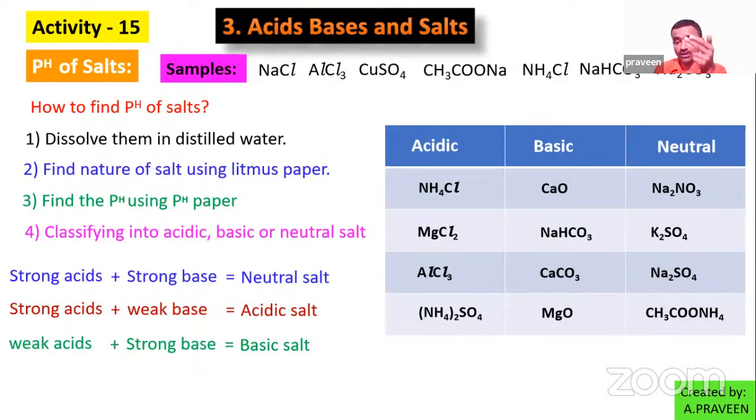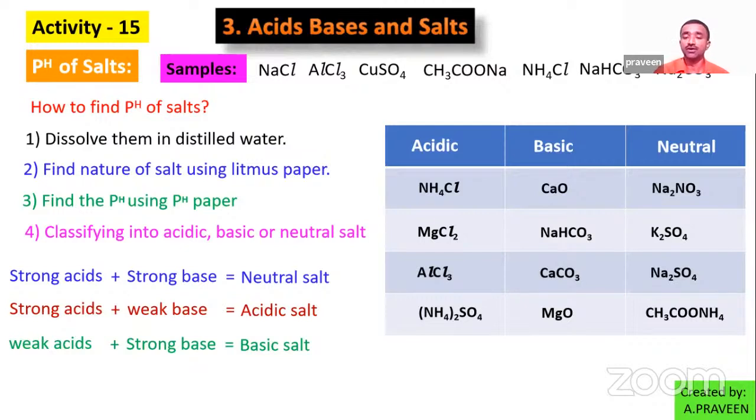Then if you want an acidic salt, here both are different, opposite combinations, right? So whichever is strong, that nature will be adopted by the salt. Okay, so like this we can produce the salts. That is discussed in activity number 15.